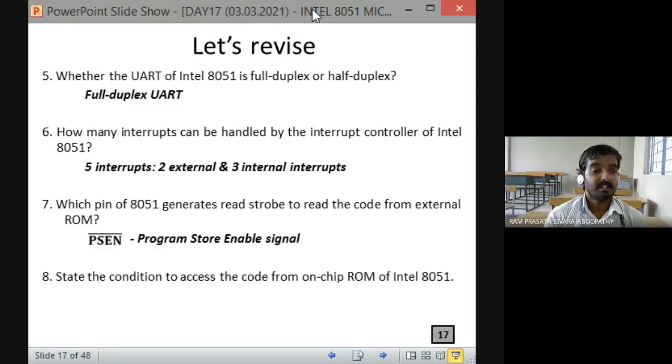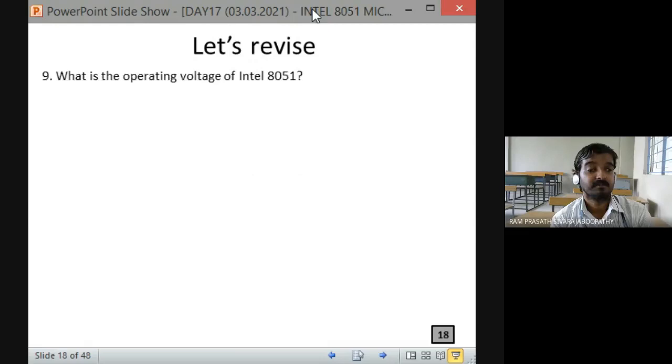Yes. State the condition to access the code from on-chip ROM. For program execution from on-chip ROM, what must be the condition? Now you can answer: EA bar is equal to 5 volt, or EA bar is equal to 1. Correct? 1 means 5 volt. Logic 1. We are saying the signal must be pulled high. What is the operating voltage of Intel 8051 microcontroller?